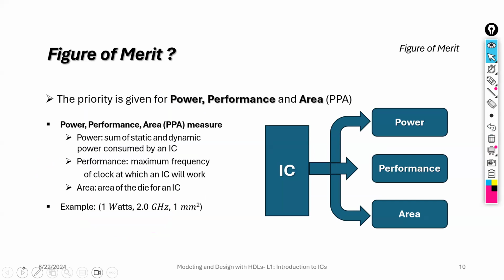How do we measure the power? It is the combination of the static power and the dynamic power. We measure how much static and dynamic power is consumed by the IC, and if the value is less, we can say it is a low power IC. Performance is the maximum frequency of the clock at which the IC will work. If the frequency is high, then definitely it will be a fast IC. And the area of the die for an IC also we have to consider. So these are the things we need to understand.